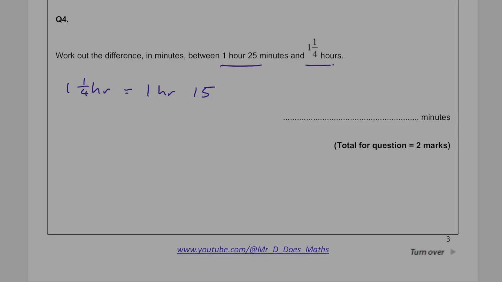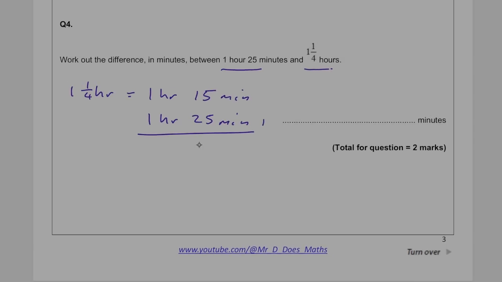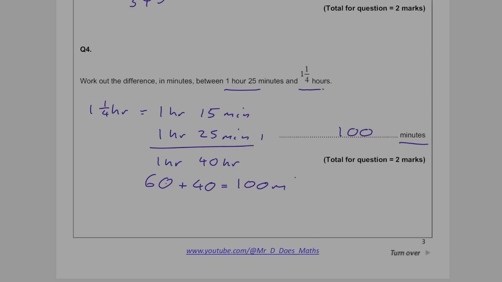So if I do 1 hour and 15 plus 1 hour and 25, should put minutes on both of them. So add them together, I'm going to get 40 minutes there, 1 hour there. And it asks for it in minutes, so 1 hour is 60 minutes, so we're going to have 100 minutes. So 60 plus 40 equals 100 minutes. Also miswritten again here. So let's change that to a minute.